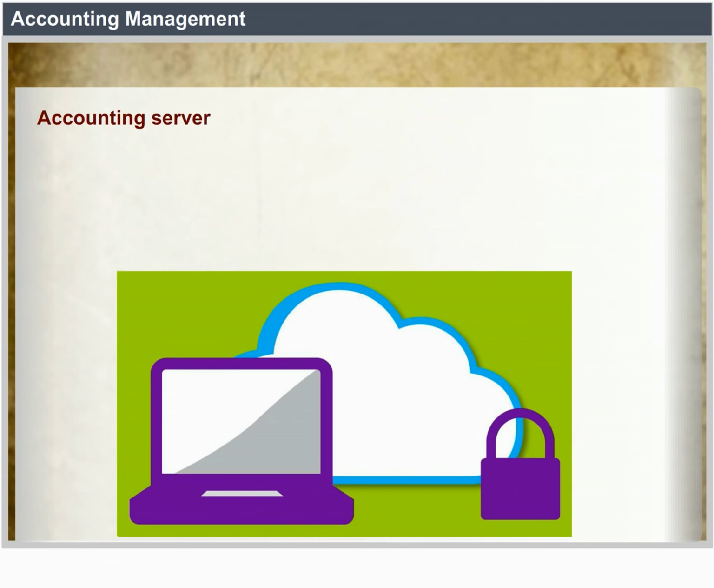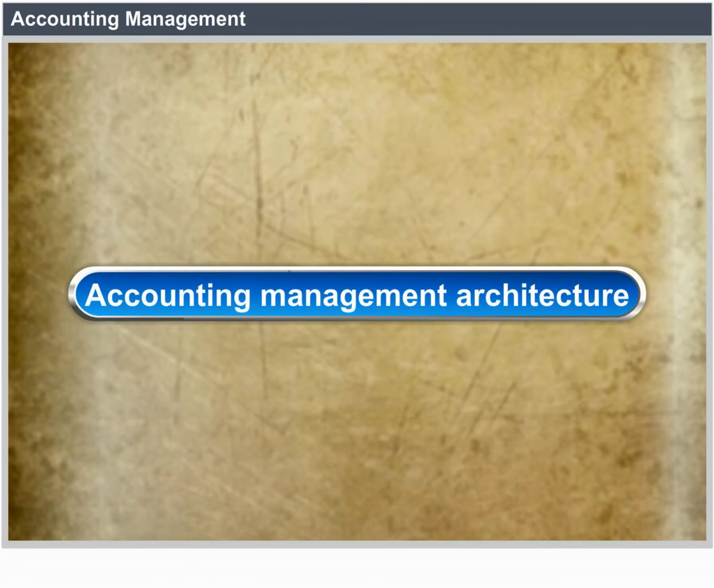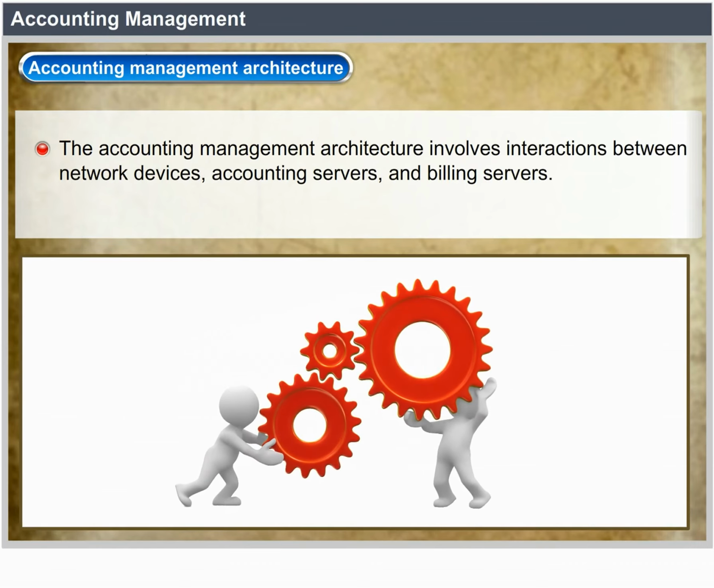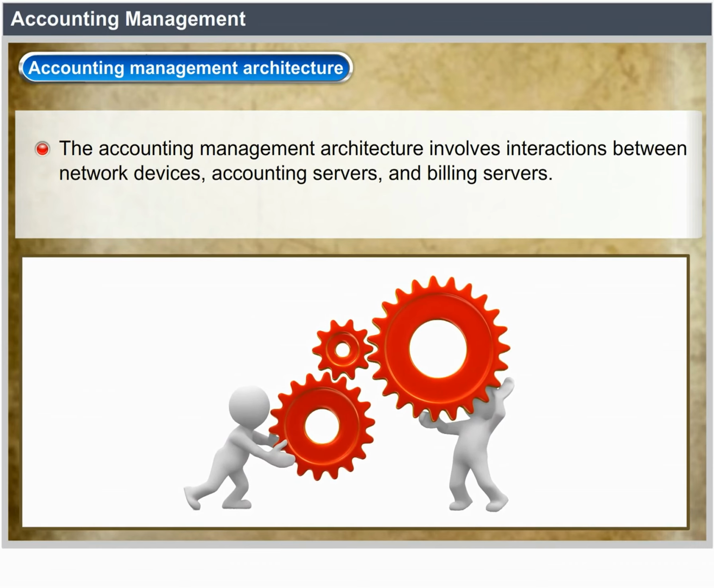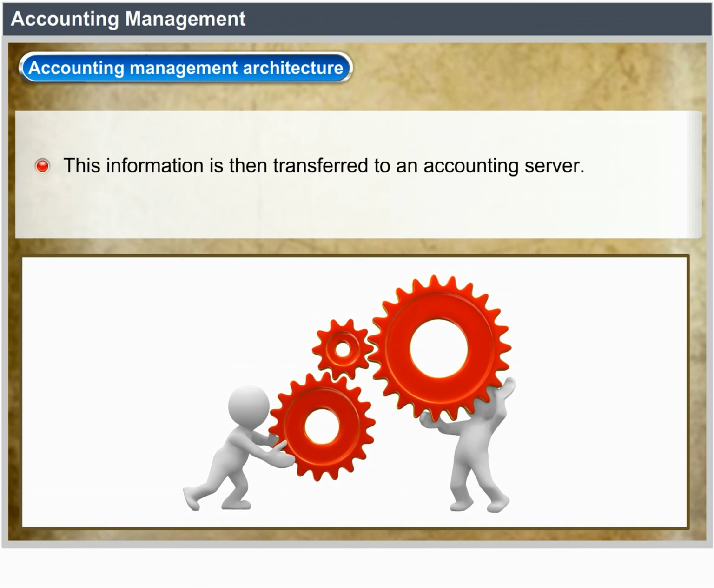Accounting server. The accounting server receives accounting data from devices and translates it into session records. The accounting server may also take responsibility for the routing of session records to interested parties. Accounting Management Architecture. The accounting management architecture involves interactions between network devices, accounting servers, and billing servers. The network device collects resource consumption data in the form of accounting metrics. This information is then transferred to an accounting server.